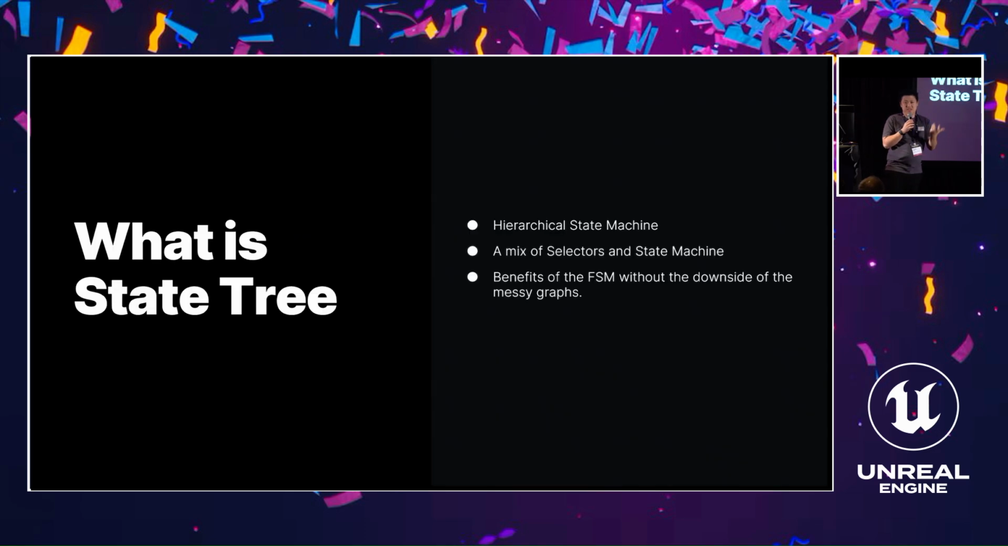So what is state tree? State tree solves a lot of those problems that it presents. First of all, state tree is not a finite state machine. We are not devolving into finite state machines, right? State tree is basically a hierarchical state machine. Basically, it's a mix of selectors and state machine, like behavior tree style selectors. You get the benefit of an FSM, a finite state machine, without the downside of a messy graph.